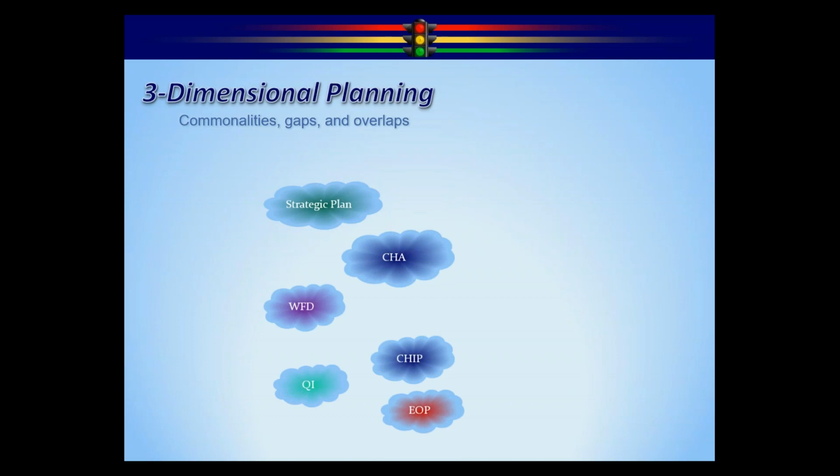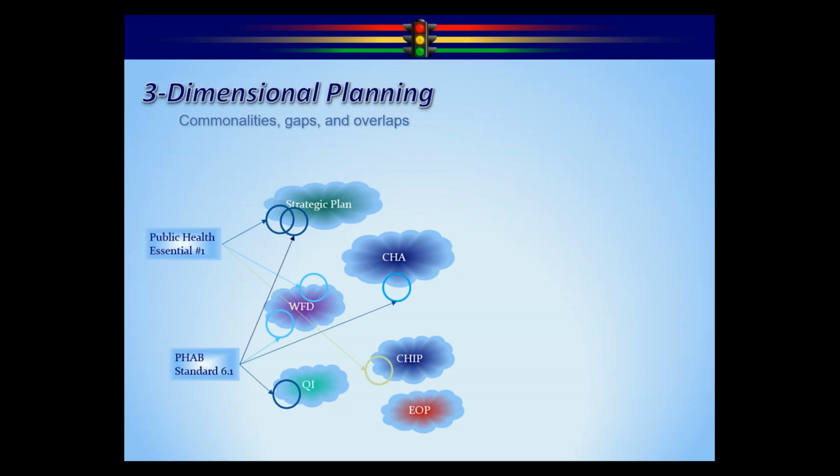What this is, is the ability to look across everything in the system for commonalities, or where do we have gaps or overlaps. So some examples might be the essentials of public health. So how are we doing against public health essential number one across the whole department? The FAB standards. This is a nice one as you guys are going through reaccreditation in about 3 or 4 years from now.